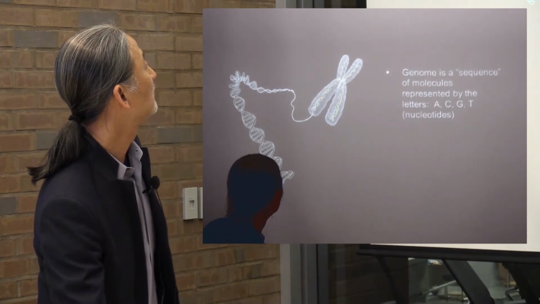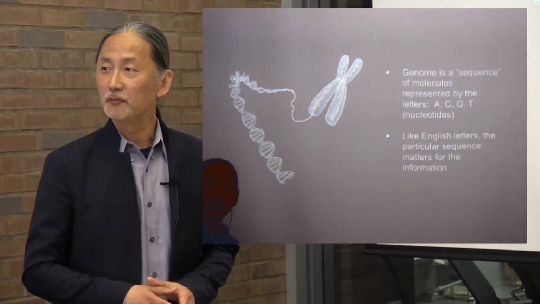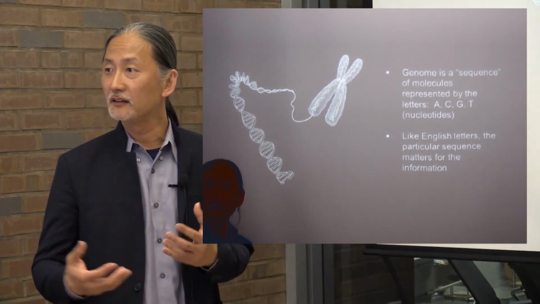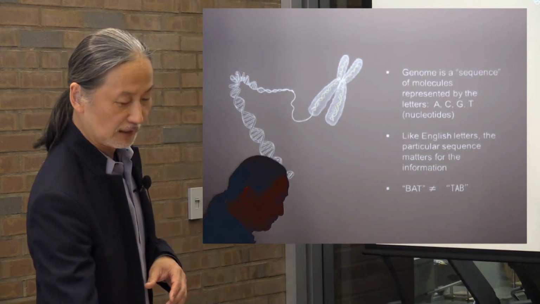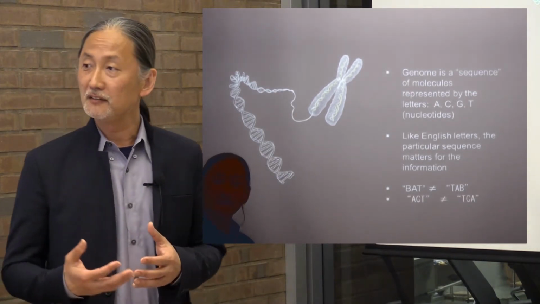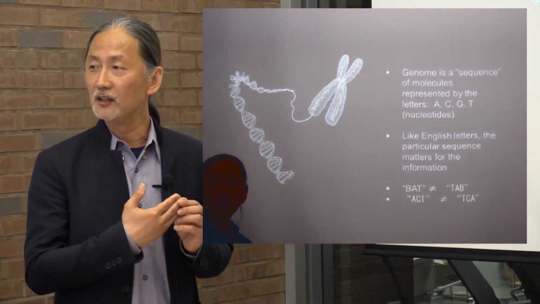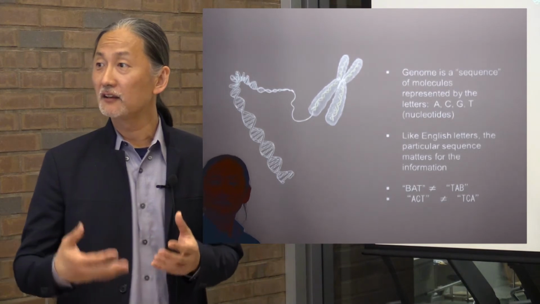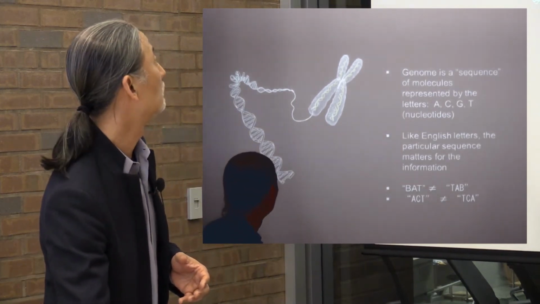And the important thing, of course, is that like English letters, the particular sequence of the letters matters for the information content of the genome, right? So just as BAT is different from TAB in the English language, ACT is different from TCA, and this is why we want to know the sequence of the DNA, because it's really decoding the sequence that tells us a lot about what information is contained in the DNA and the genome.